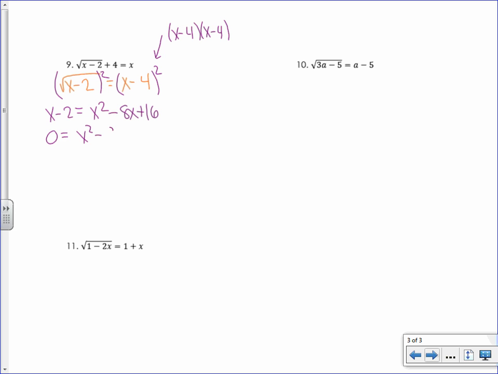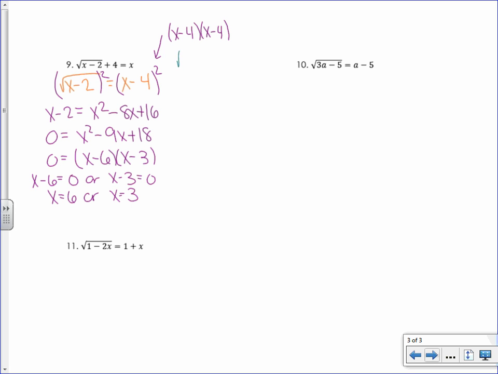Let's get it equal to 0. I'm going to get x squared minus 9x plus 18. And this is going to factor into x minus 6 and x minus 3. Zero product property means that x minus 6 equals 0 or x minus 3 equals 0. So I get x equals 6 or x equals 3. We need to check, and we need to check in the original.